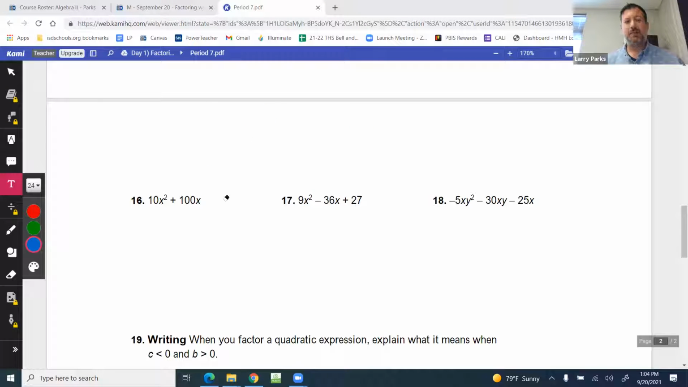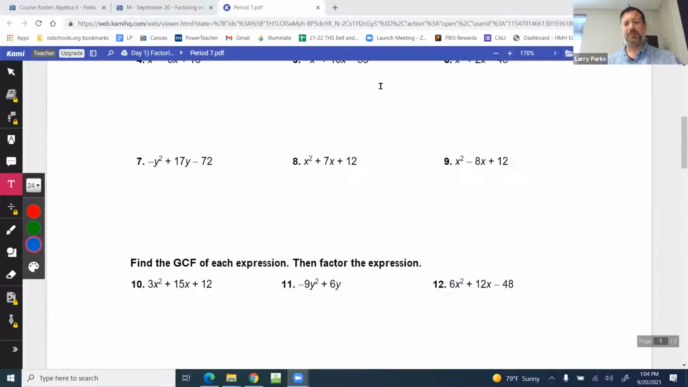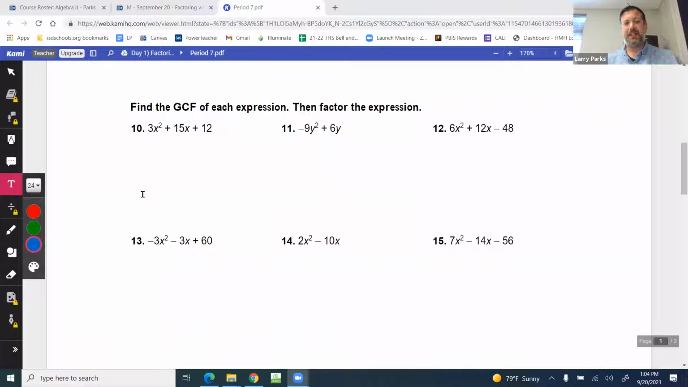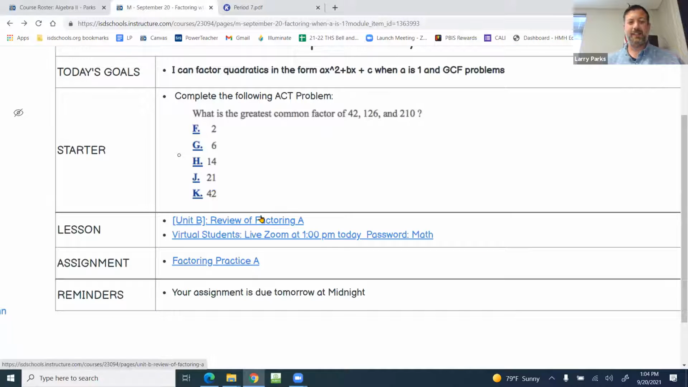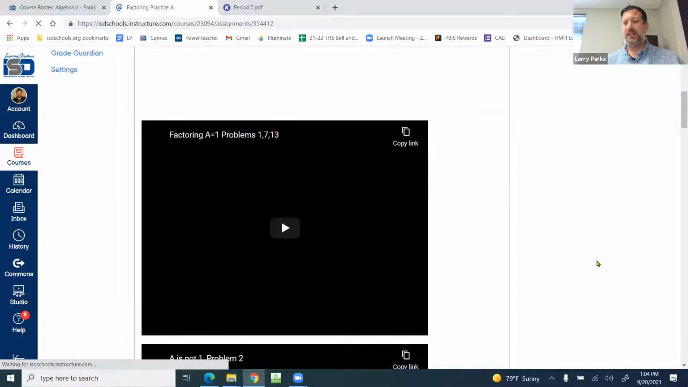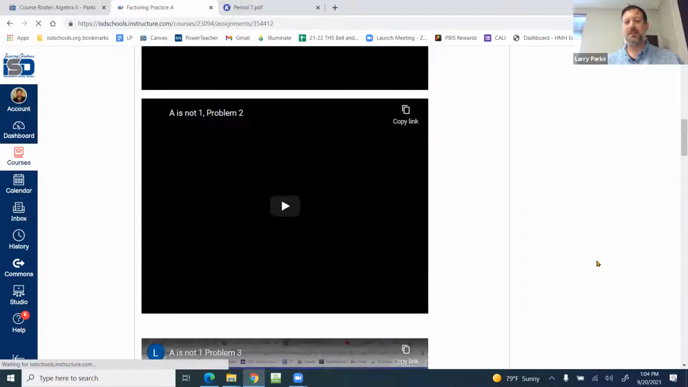Bye-bye. So since we already talked about GCF, these problems are a different factoring technique. Let's go ahead and talk about GCF. And if you look out here underneath the practice, you will see at the bottom of the page that I've worked through many of these problems.